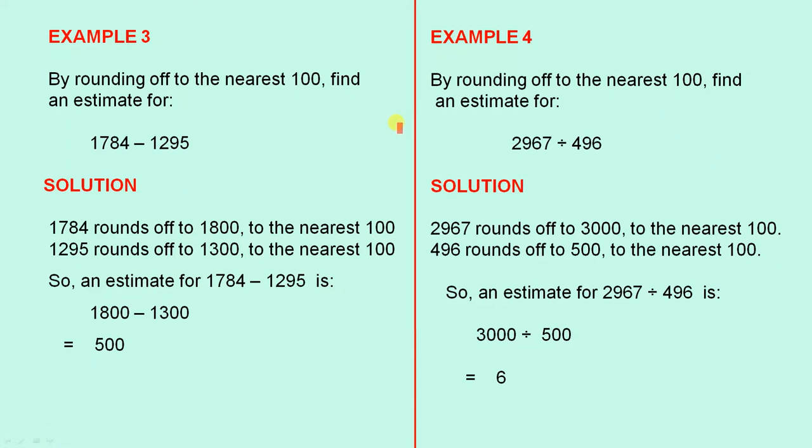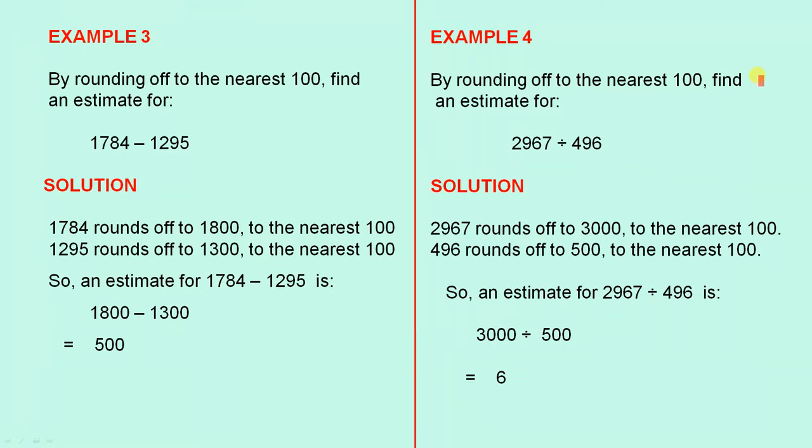Example 3. By rounding off to the nearest 100, find an estimate for 1,784 minus 1,295. The solution. 1,784 rounds off to 1,800 to the nearest 100. 1,295 rounds off to 1,300 to the nearest 100. So, an estimate for 1,784 minus 1,295 is 1,800 minus 1,300, which equals 500.